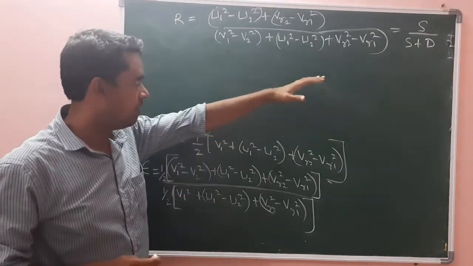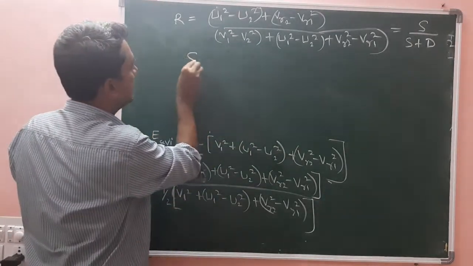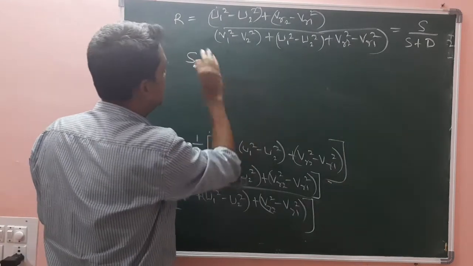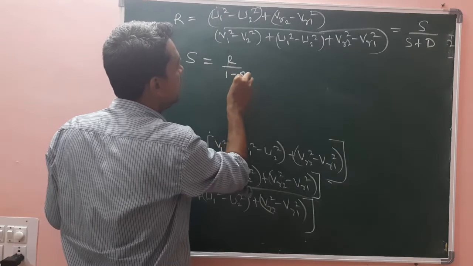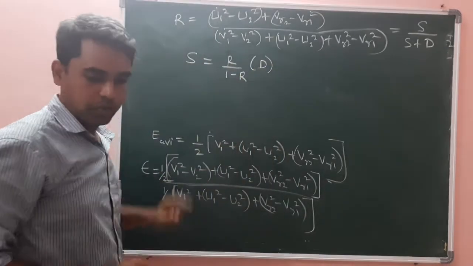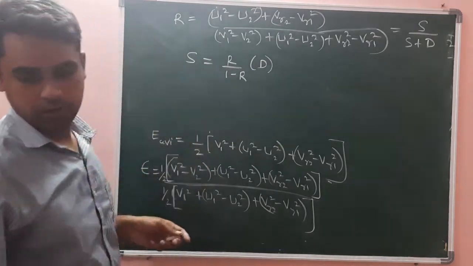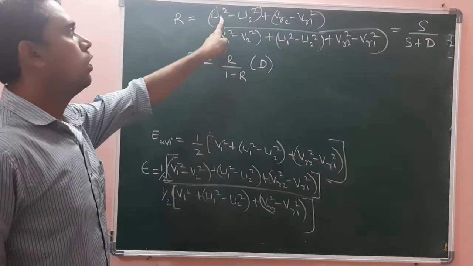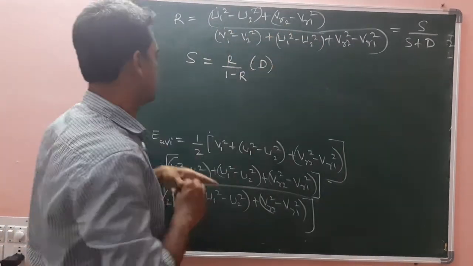By this derivation, in the last lecture video we got one thing: static component is equal to R divided by 1 minus R into dynamic component. You can refer to the previous lecture video to see how we got this equation. Therefore static component is u1 square minus u2 square plus phi r2 square minus phi r1 square.